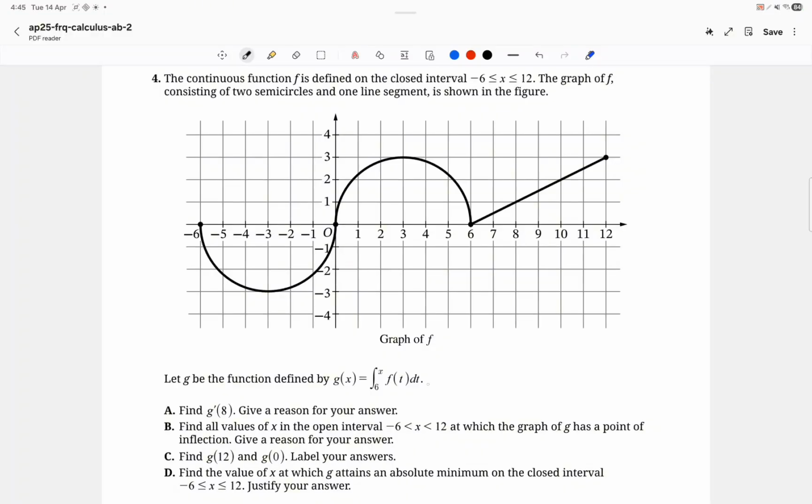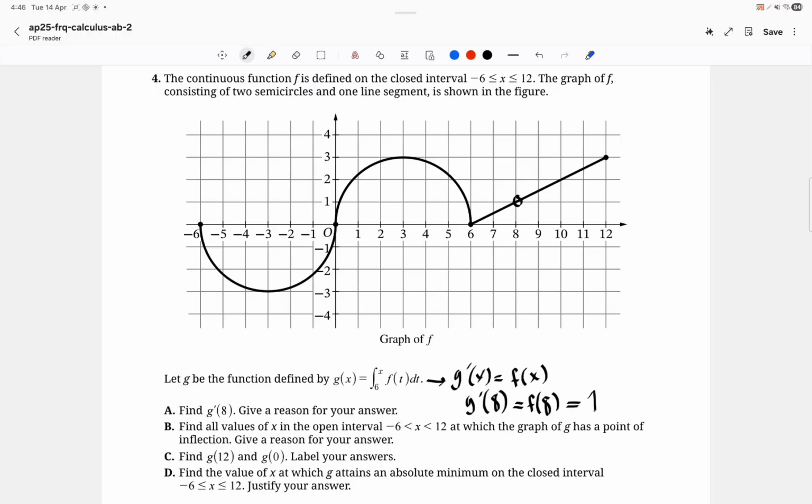g prime of 8. So 2009, no, 2011 was 10. Okay, this is f of x. So g prime of 8 is f of 8, which is just a 1.